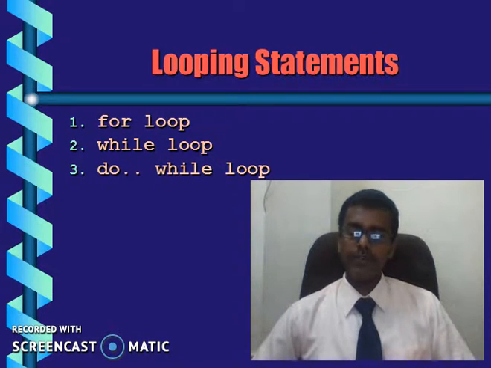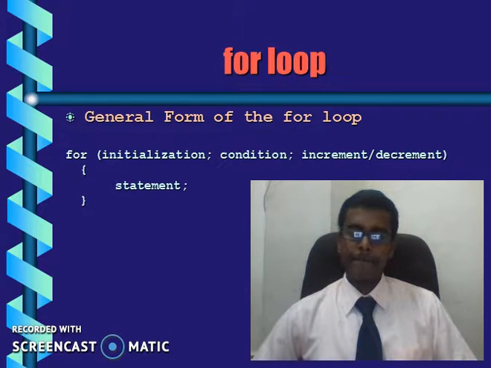So whenever you are going to do some process repeatedly, we go for looping statements. There are basically three kinds of looping statements available. One is for loop, while loop, then do while loop. Now we'll see one by one. First one is for loop.